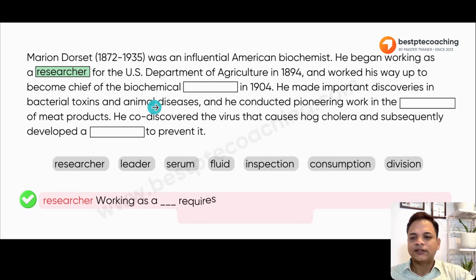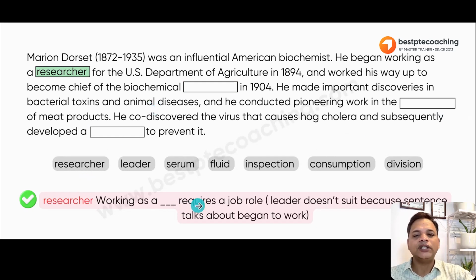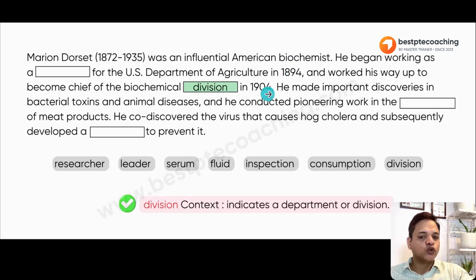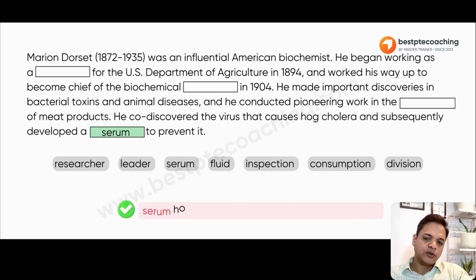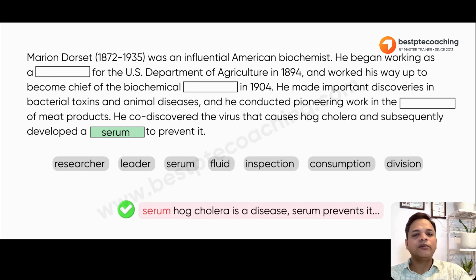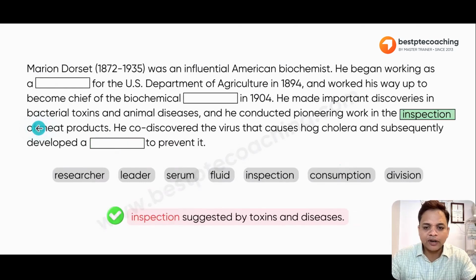Now look at the answers. First one is researcher, because he started working as a researcher. You cannot put leader here because leader is going to come later, right? Because this is in 1894 and that is 1904. There is time, maybe he worked hard and it is written here: and worked his way up to become chief of the biochemical division. He conducted pioneering work in the inspection of meat products. He co-discovered the virus that causes hog cholera and subsequently developed a serum to prevent it. Hog cholera is a disease and serum is something used to prevent it. In other words, you call it what? Vaccine.